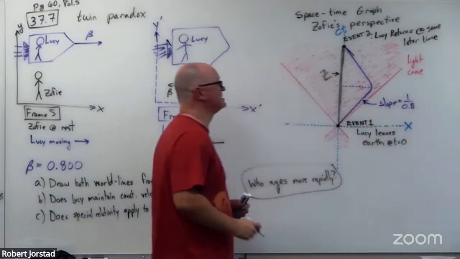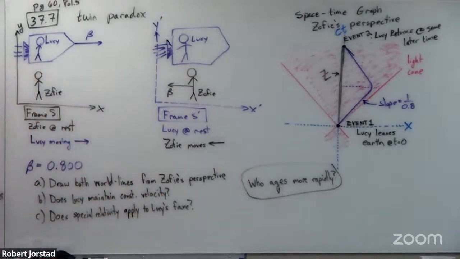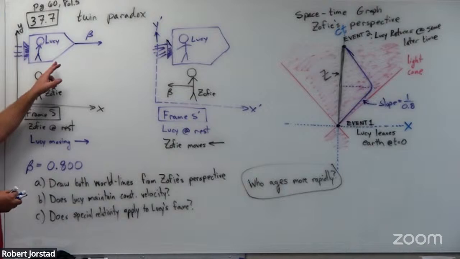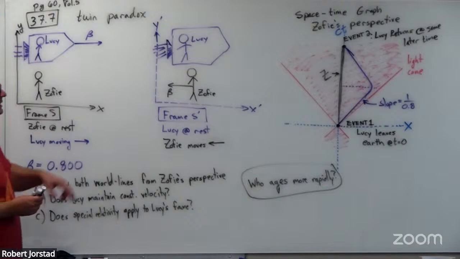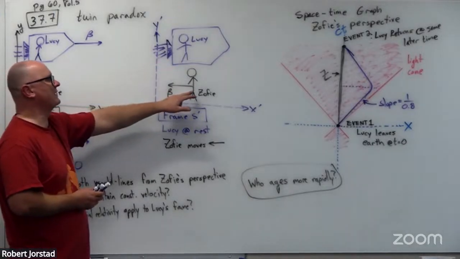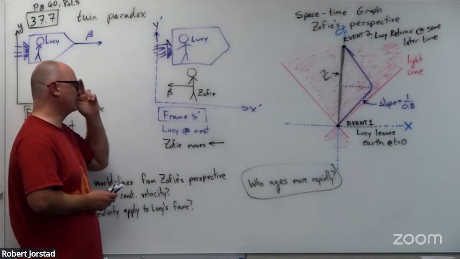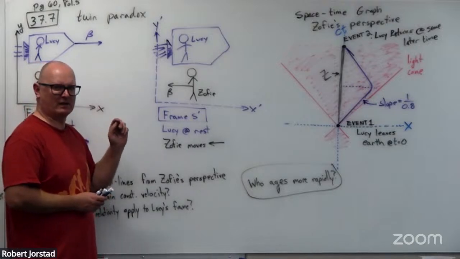All right. So now I have 2 more questions. Who's going to age more rapidly? So the contradiction or the paradox is this. From Sophie's perspective, Lucy is moving, clocks run slow, Lucy should age less. From Lucy's perspective, Sophie is the one that's moving, and so Sophie should have the moving clock, it should age less.